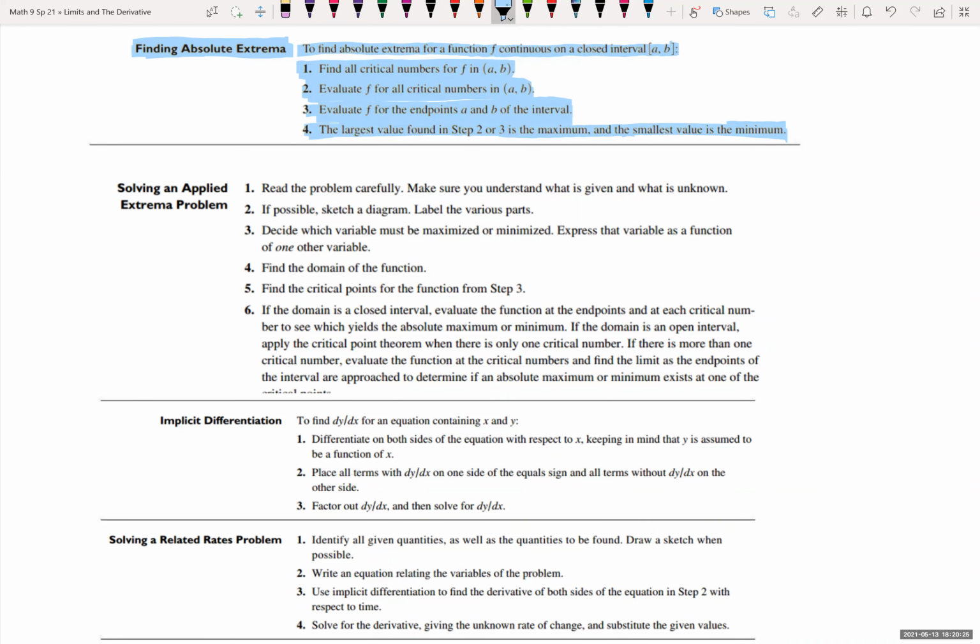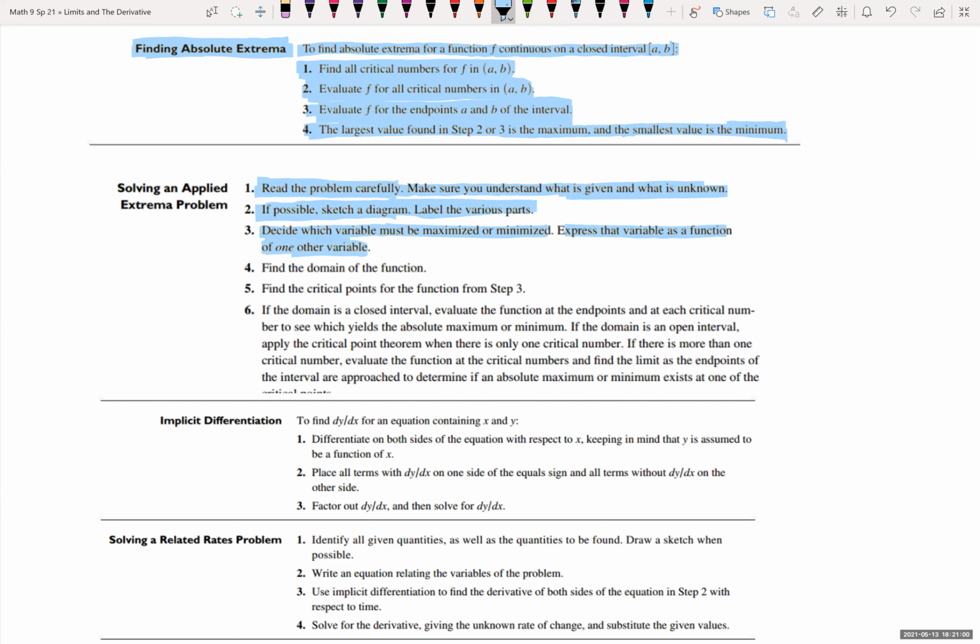Once we looked at finding absolute extrema, we then looked at applications of solving extrema problems. To do that, you have to read your word problem carefully, maybe multiple times. Make sure you understand what is given and what is unknown and known. If possible, it's helpful to make sketches or draw a diagram, label different parts of that diagram, and decide which variable must be maximized or minimized.